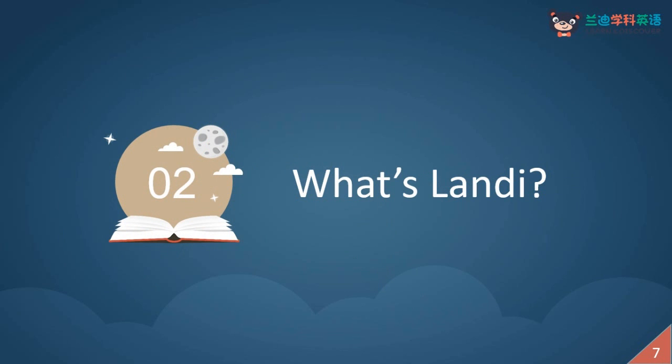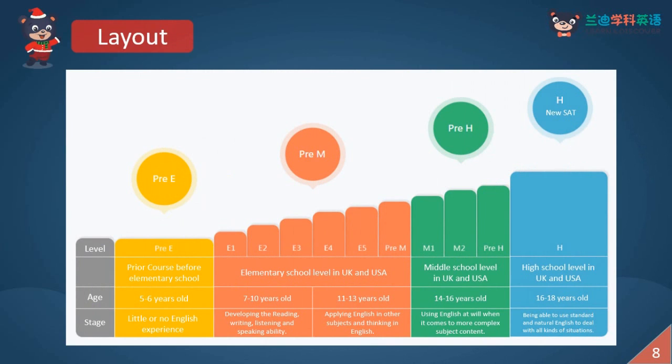Let's take a brief look at the program structure and breakdown. Landi Subject English provides our students with a progressive learning system. For preschool all the way to high school levels, our students fall between the ages of 4 to 18 years old. In the pre-E level, students have little to no English experience, but when they gradually get to, for example, pre-M, they will know how to use English in other subjects and think in English. And eventually in level H, they will be able to use standard and natural English to deal with all kinds of situations.